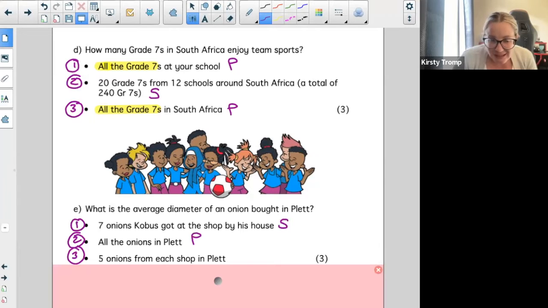Ma'am, I'm not sure about the last one because I wrote both in just in case. Ooh. But okay. Let's have a look. So we're going into each shop in Plates, and we're not getting all the onions. We're not measuring all of them. We're just taking 5 of them, hey? Oh, so it's a sample. Sample. Well done. It's going to be a sample. Well done. Thanks, Lungalwa.